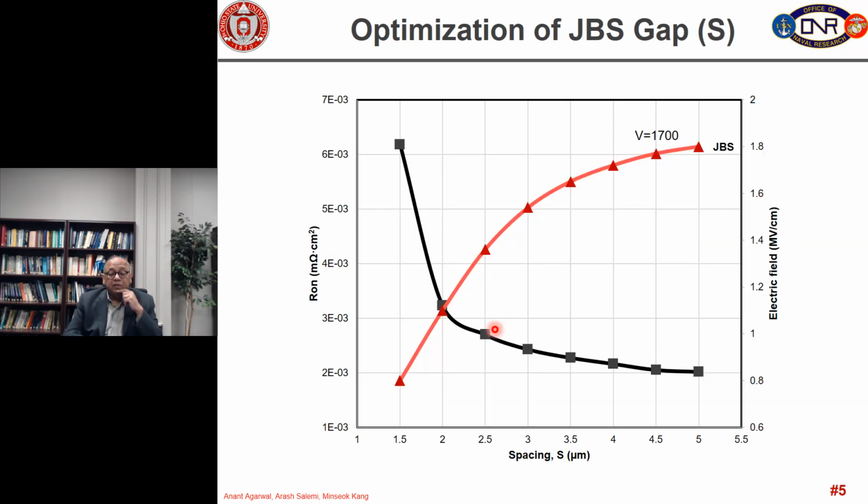So, if you look at this, 2.5 micron JBS gap, our electric field is about 1.3, 1.35 megavolt per centimeter, which helps us in reducing the amount of barrier lowering. If this field was all the way up to 2 megavolt per centimeter or even 1.8 megavolt per centimeter, then that will lead to a tremendous amount of barrier lowering and hence very high leakage current.